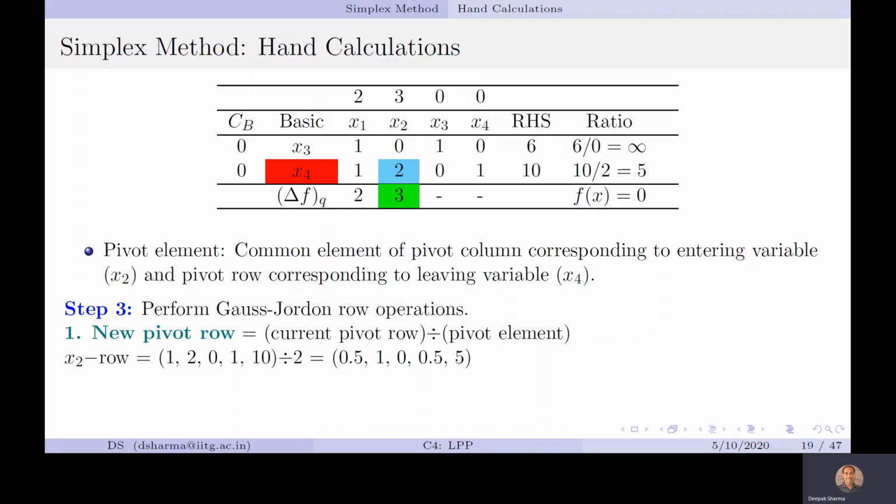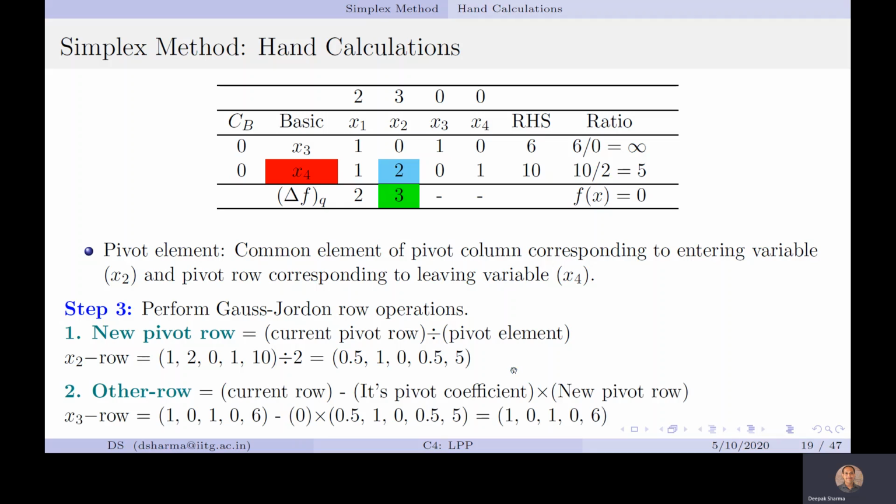Now, once we have identified which is going to leave and which will enter the table, we have to perform the Gauss-Jordan row operation by following the formula given earlier. The new pivot row is the current row divided by the pivot element. The current row corresponds to x4. So the new x2 row will become all the coefficients I have written, including the right hand side 10, divided by 2. So I get the coefficients.